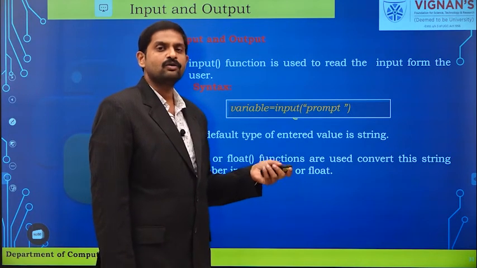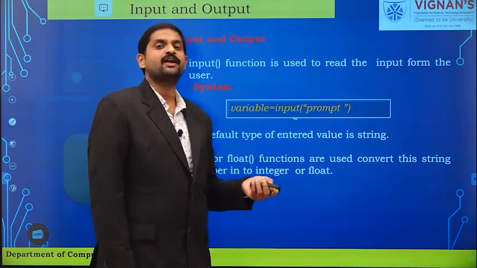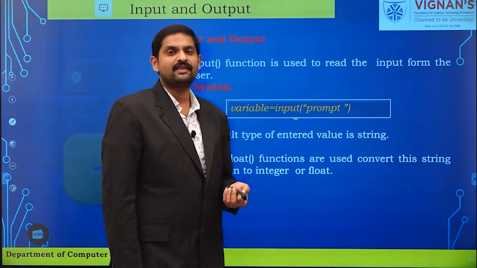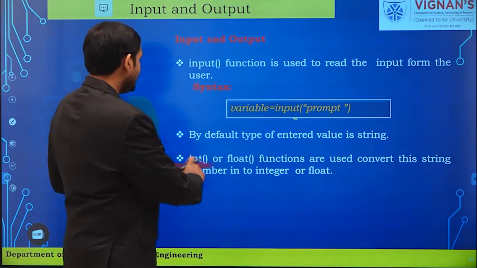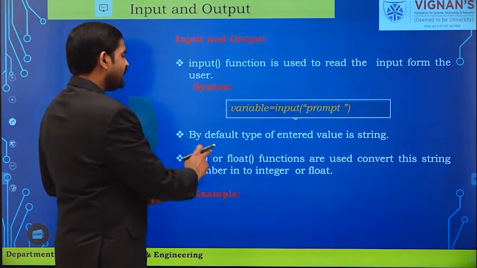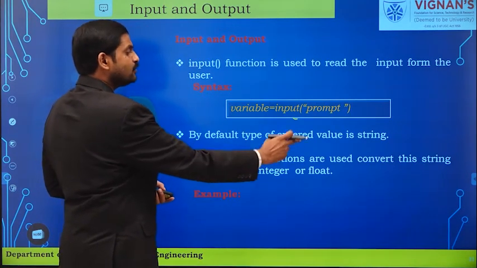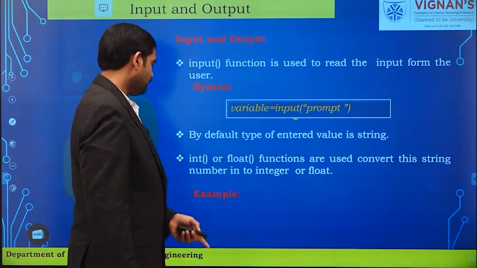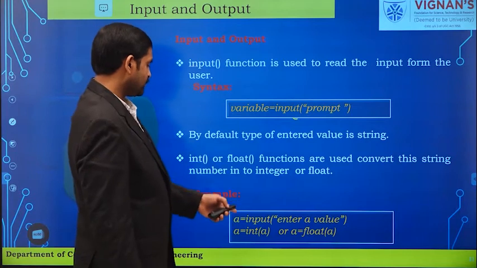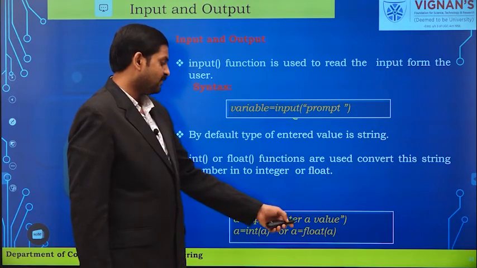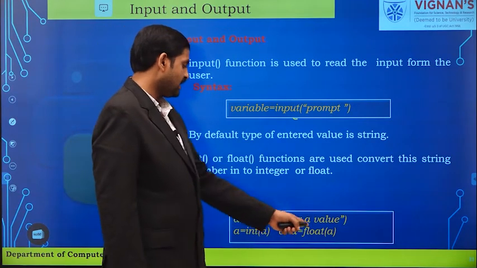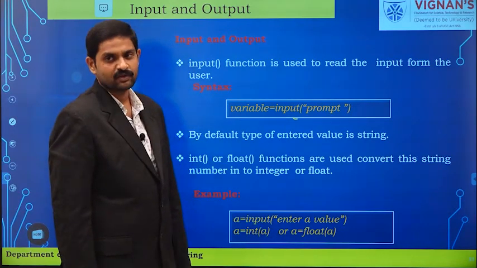If you want to convert the string into the required type, like integer or float, you can do it with the typecast functions int or float. Int or float functions are used to convert the string number into an integer or float. See the example: A equal to input of enter a value, A equal to int of A, or A equal to float of A. Okay.